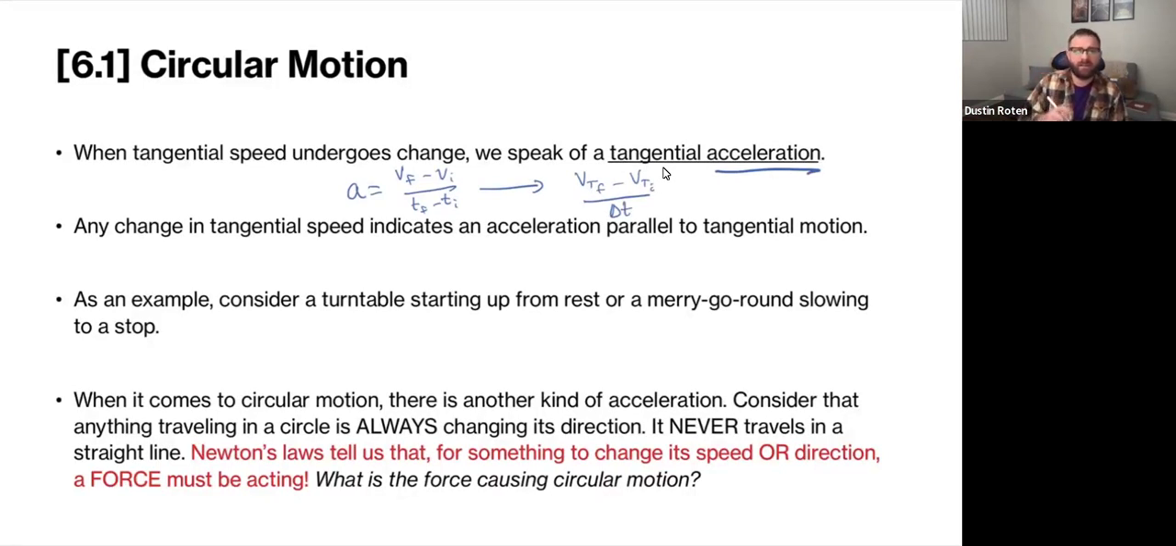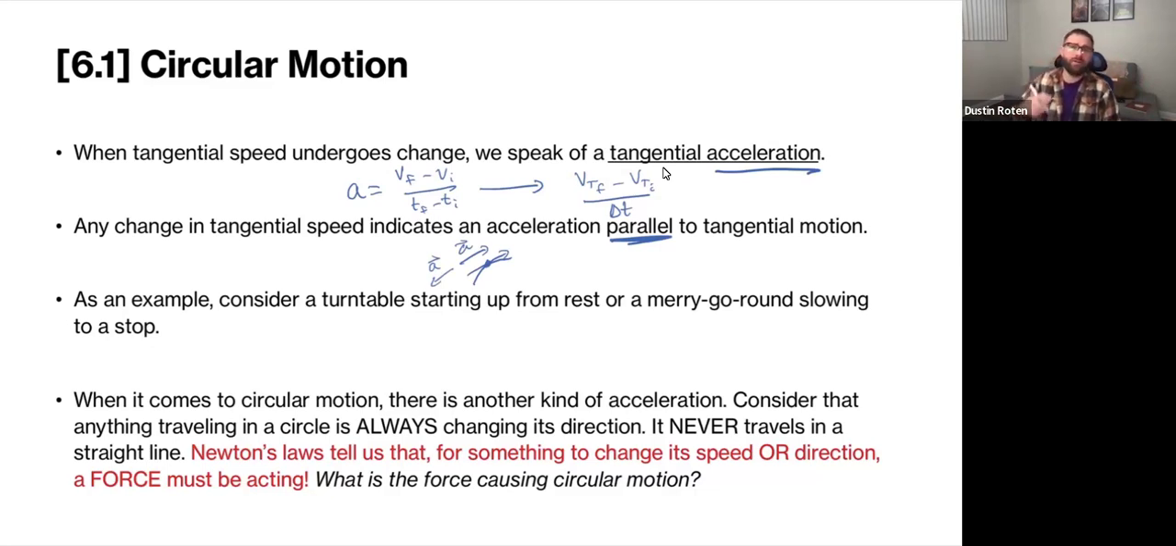Any change in tangential speed indicates that there's an acceleration that's parallel to the tangential motion. So if we're going to speed up, and remember we've got this tangential speed, tangential direction going on, all this is saying is that we either have an acceleration to speed us up around the circle or an acceleration to slow us down around the circle. Either way, it's going to be parallel with the direction that we're moving.